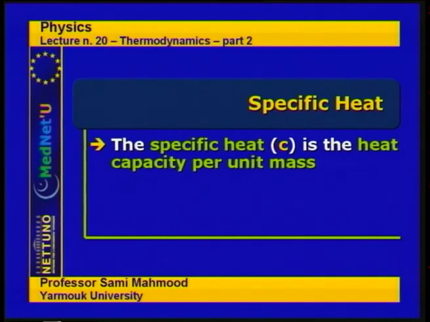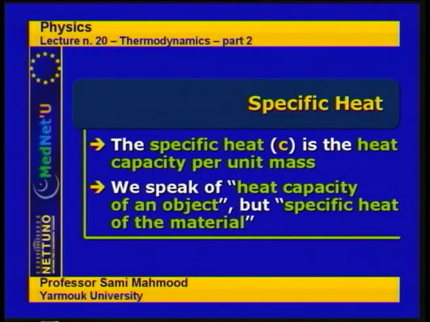Specific heat of a given object is simply the heat capacity per unit mass of that object, and that could be taken as a property of the matter that we are dealing with, because if we define the specific heat of iron, for example, as the amount of heat required to raise a unit of mass of iron 1 degree Kelvin, then that property is a property of the matter itself.